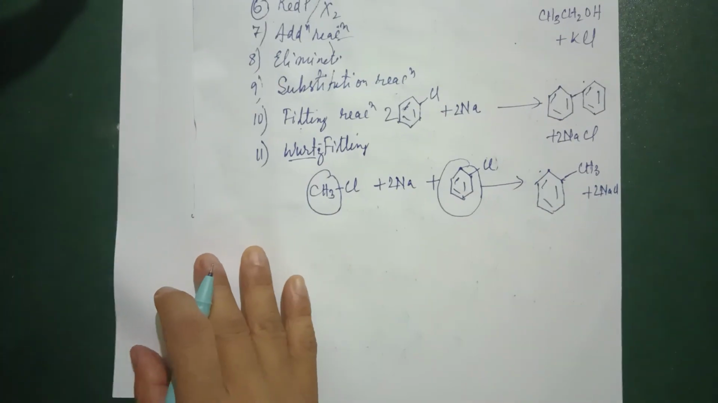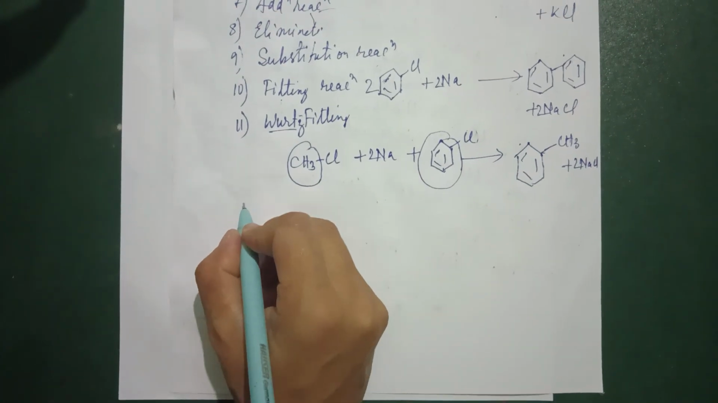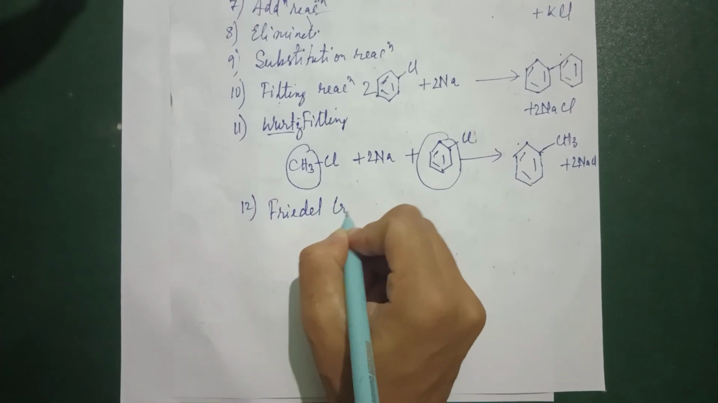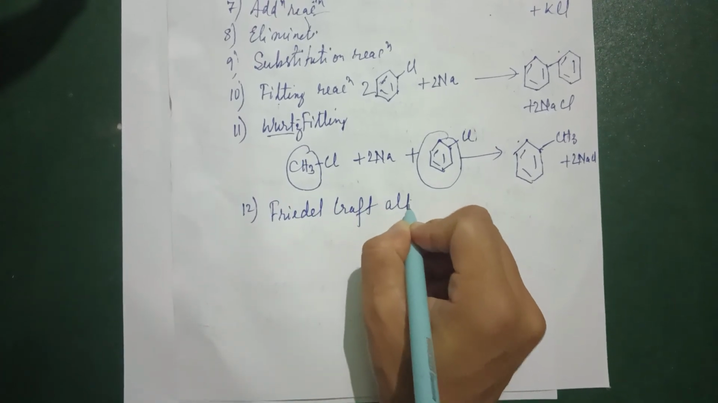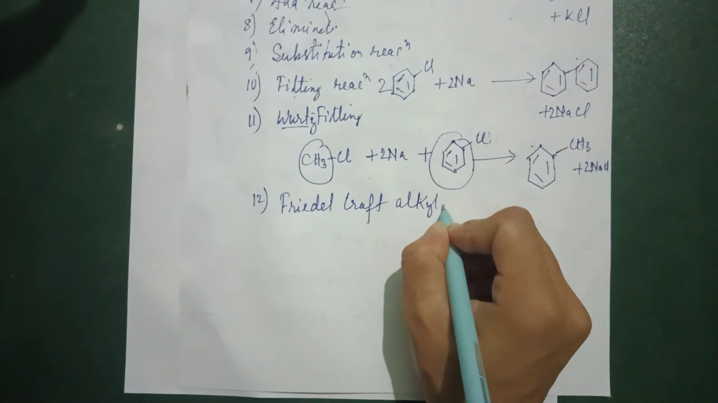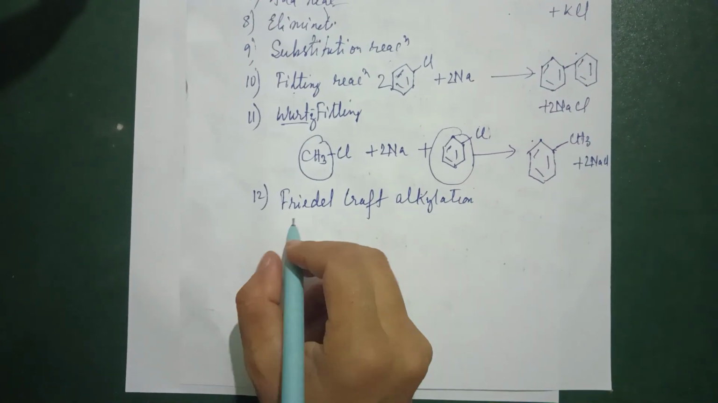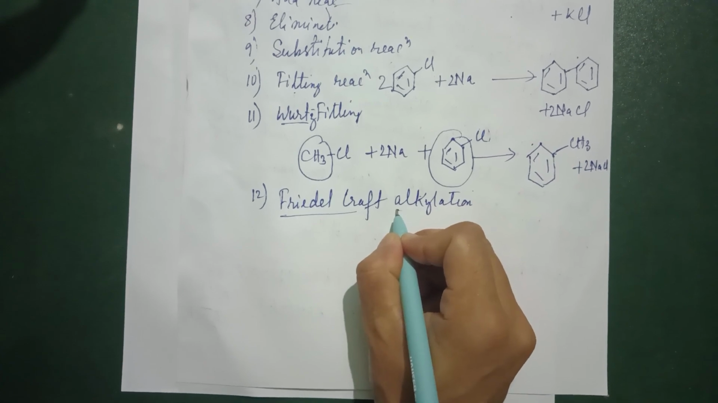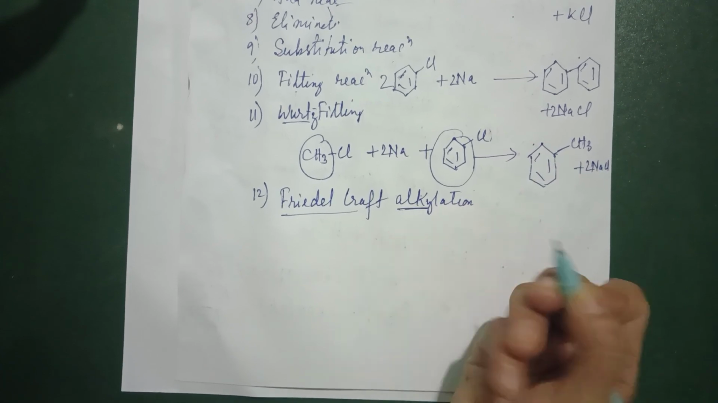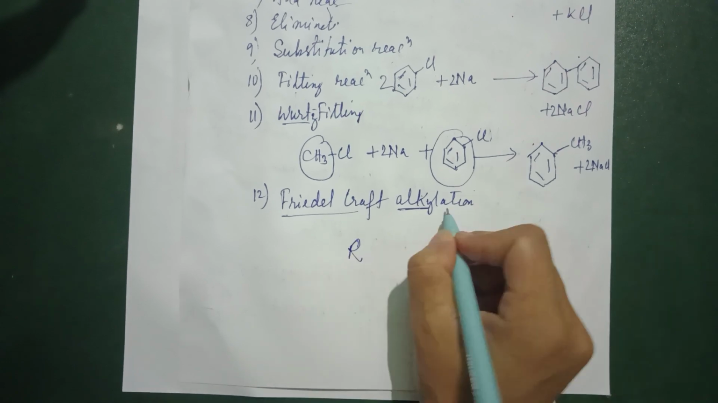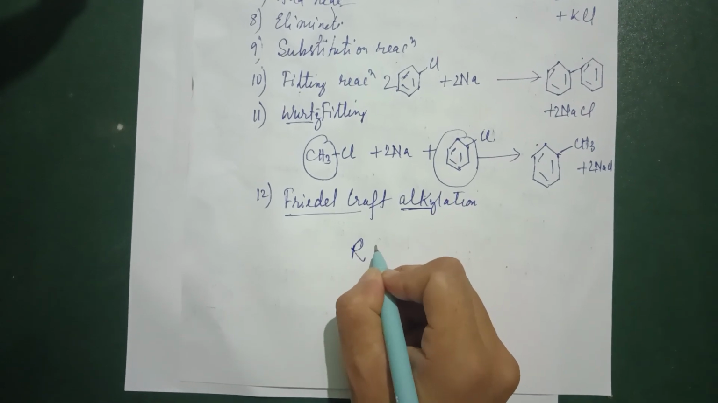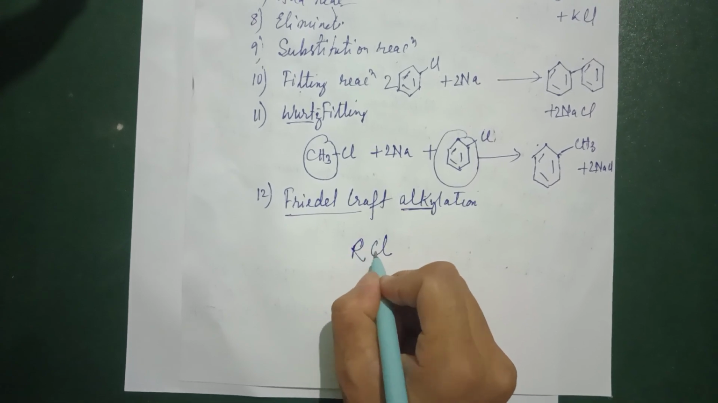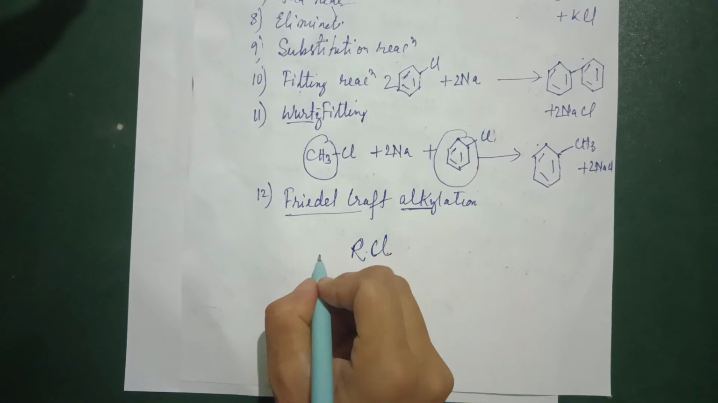Then we have another reaction, that is the Friedel-Crafts alkylation reaction. From the name itself we can get lots of information. Alkyl means alkyl group, the R group. Alkylation means we are going to add an alkyl group. So let us make the alkyl halide. Alkyl cannot be only a single alkyl, there should be a counterpart, so RCl plus.